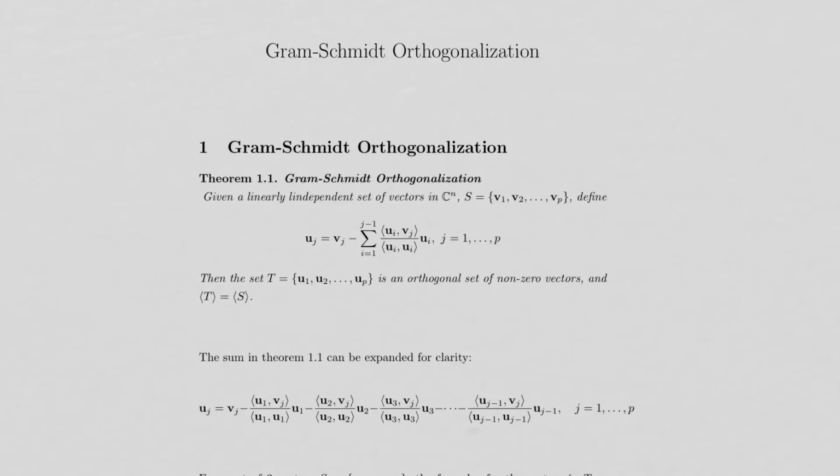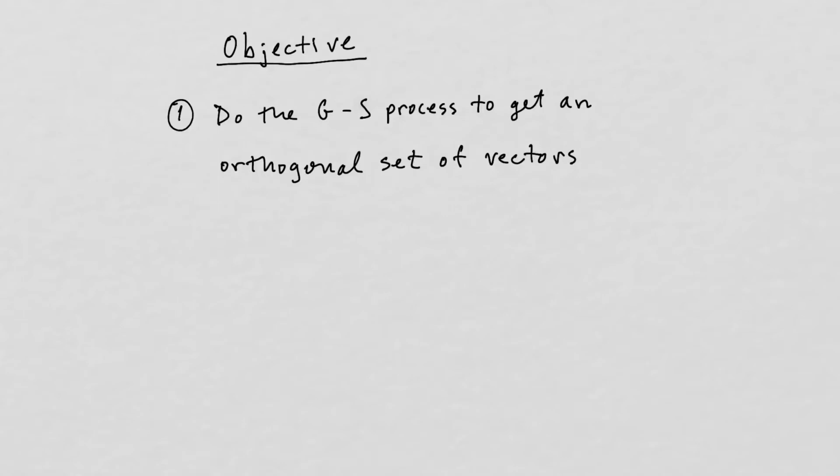This video is about the Gram-Schmidt orthogonalization process or algorithm, and we really only have one objective in this short video, and that is to do the Gram-Schmidt process to get an orthogonal set of vectors.